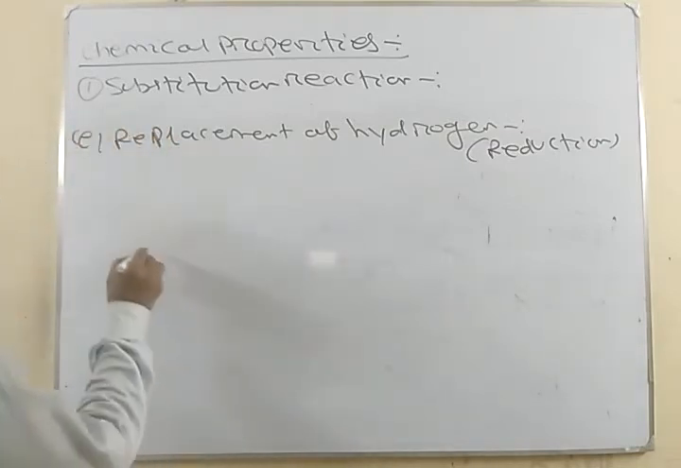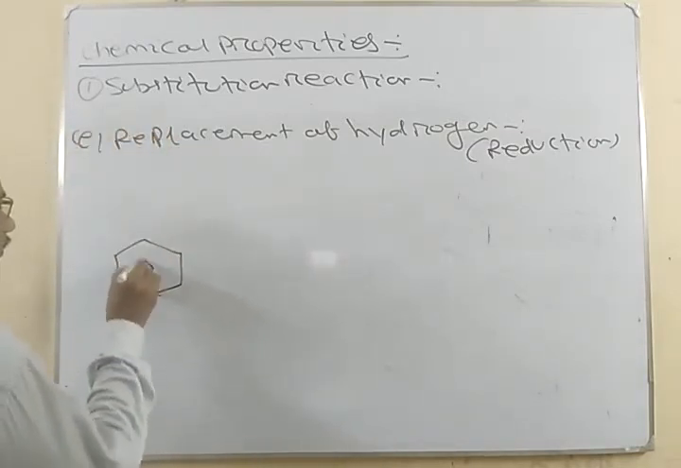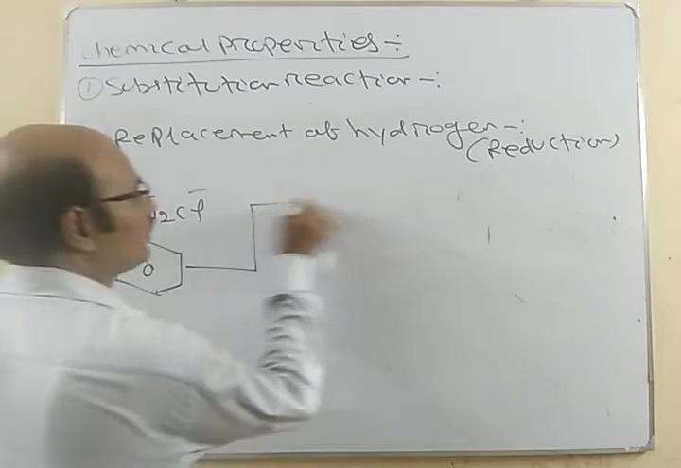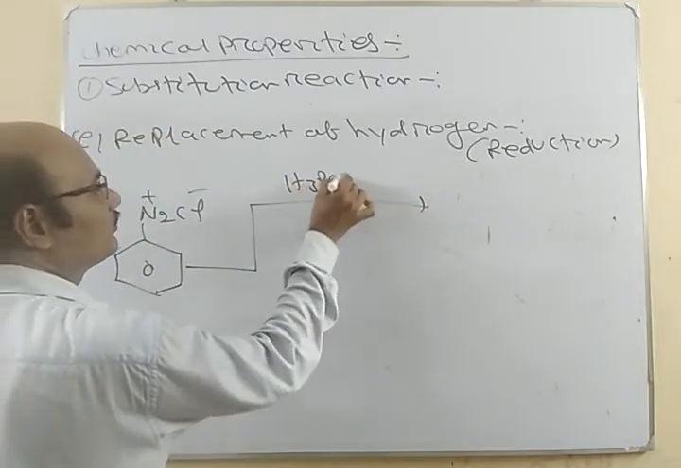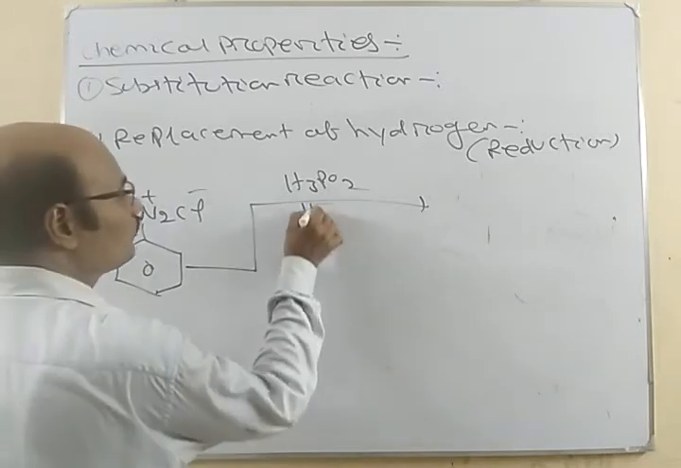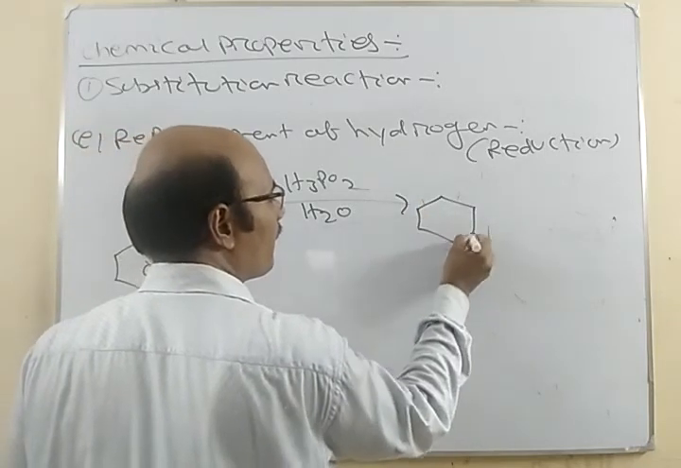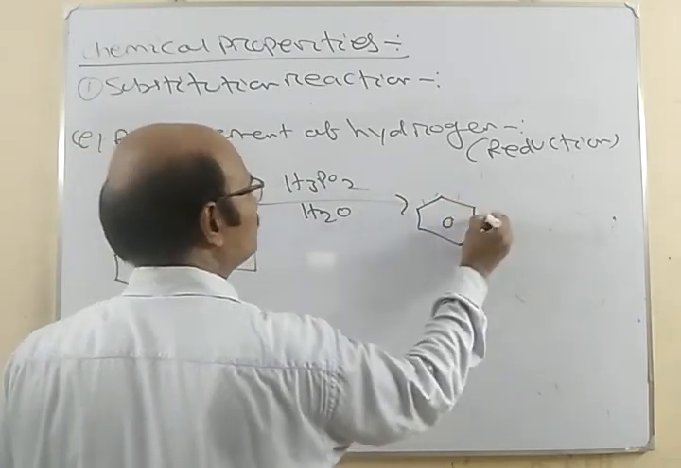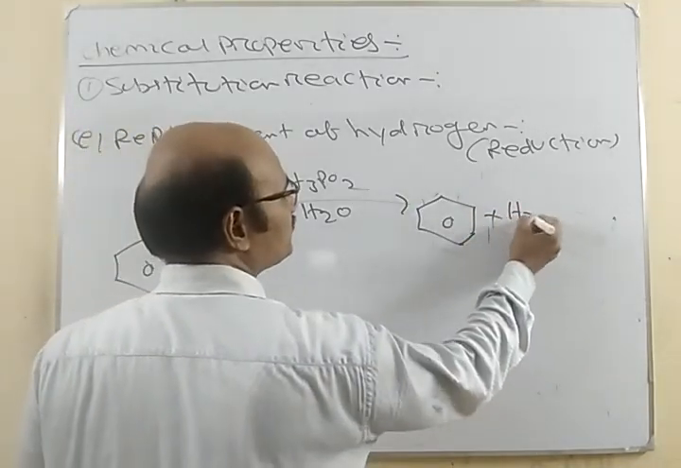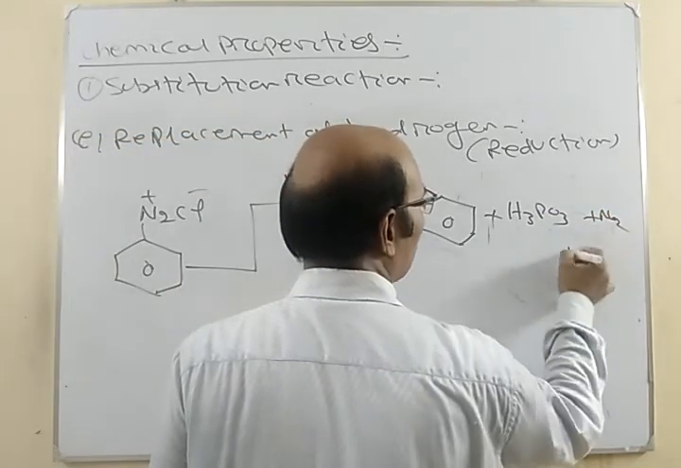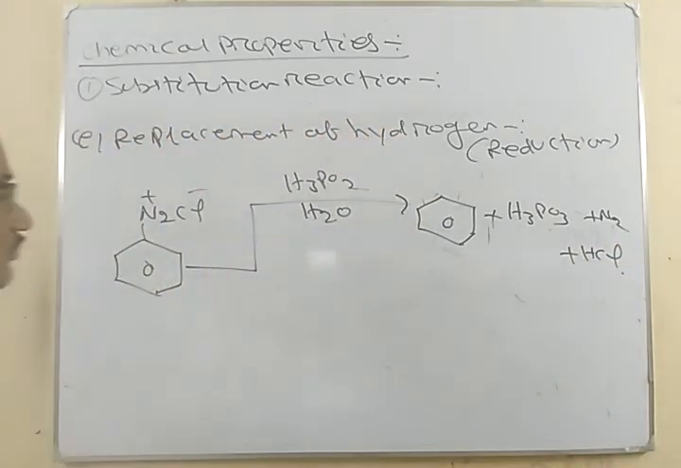If I take benzene diazonium chloride and heat it with hypophosphorous acid, H3PO2, with water, I will get benzene plus H3PO3 plus N2 plus HCl.